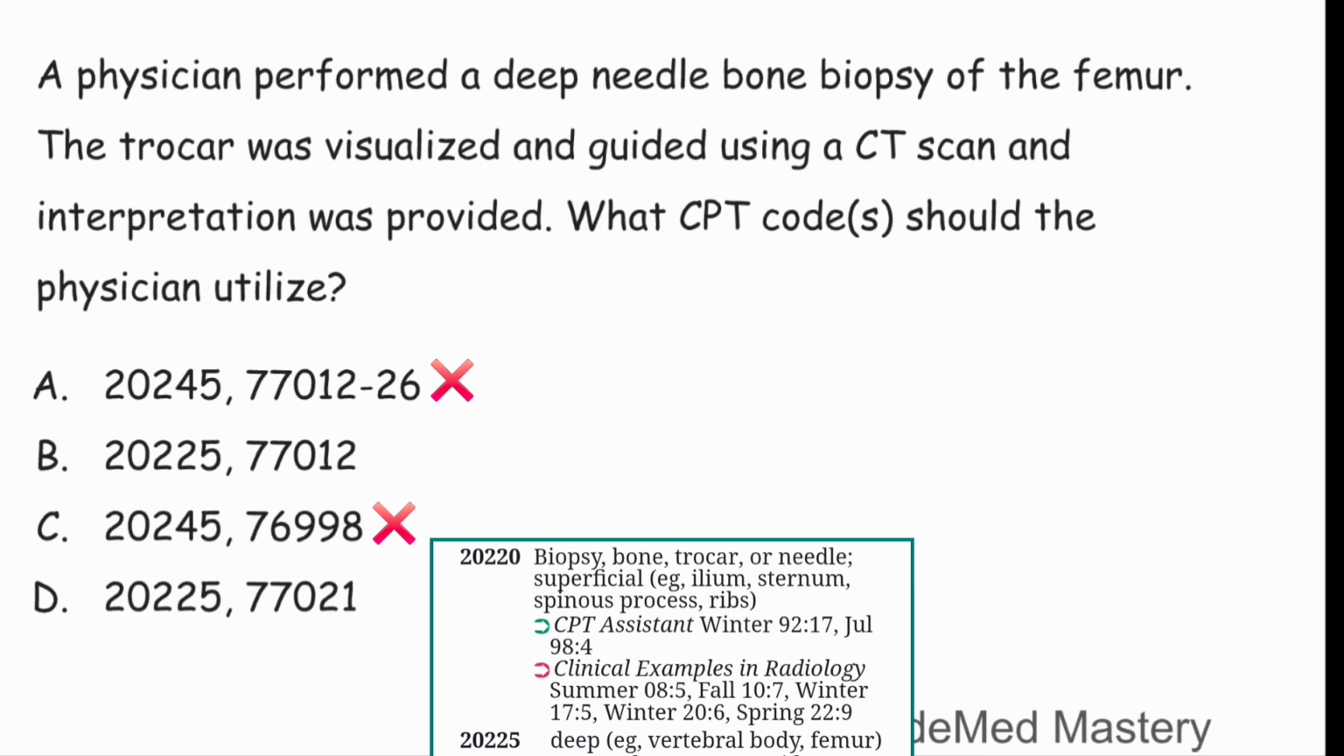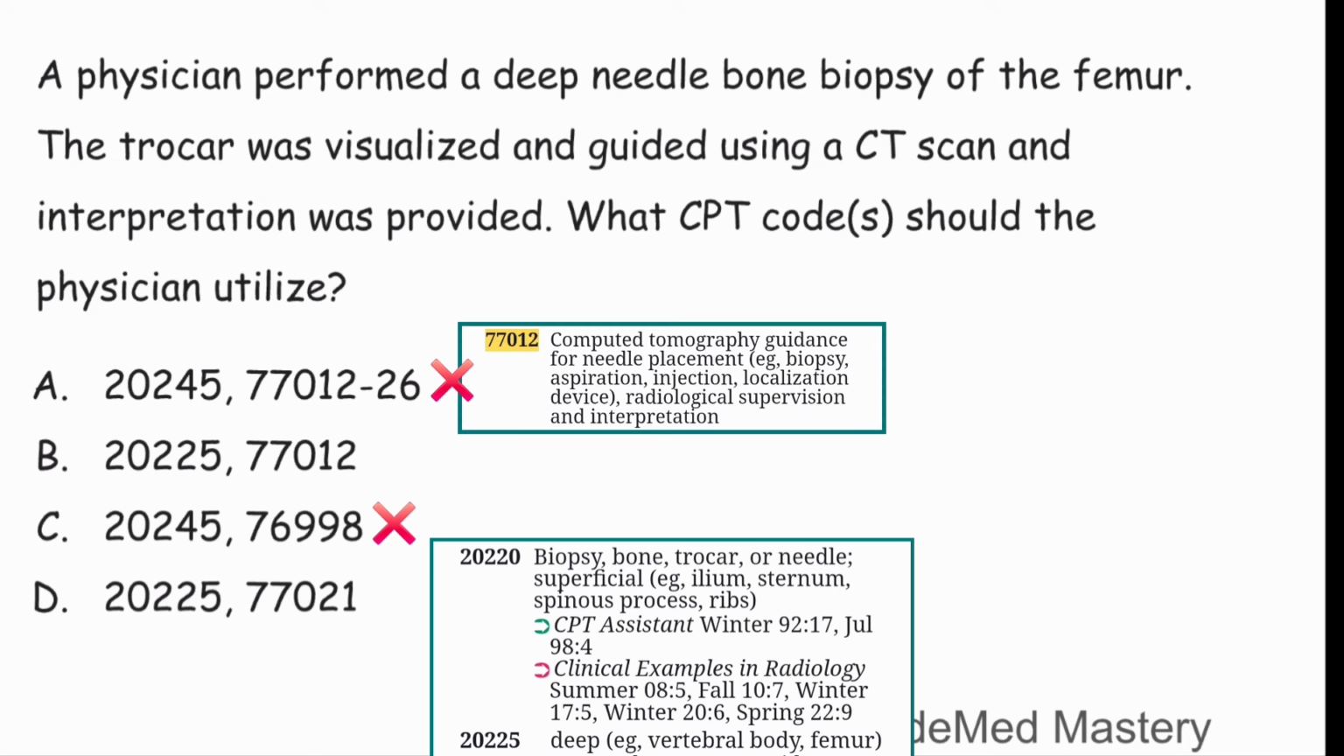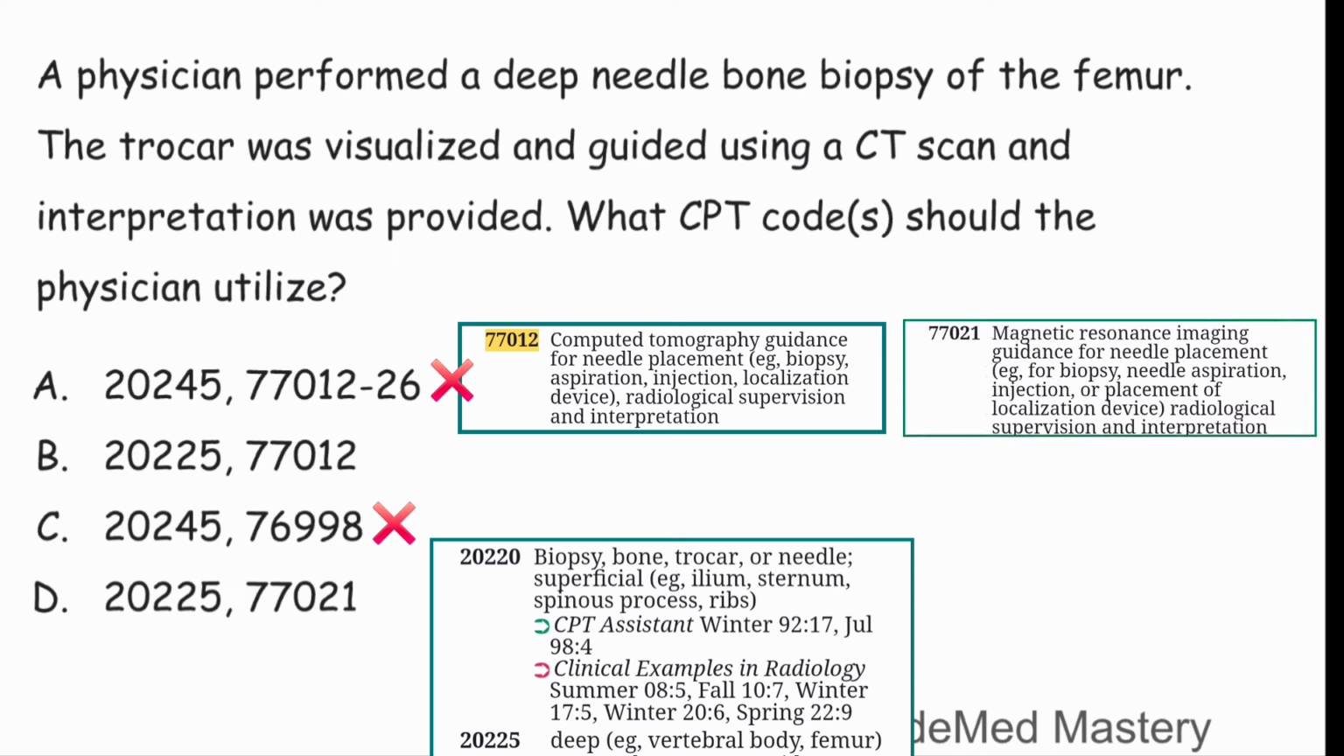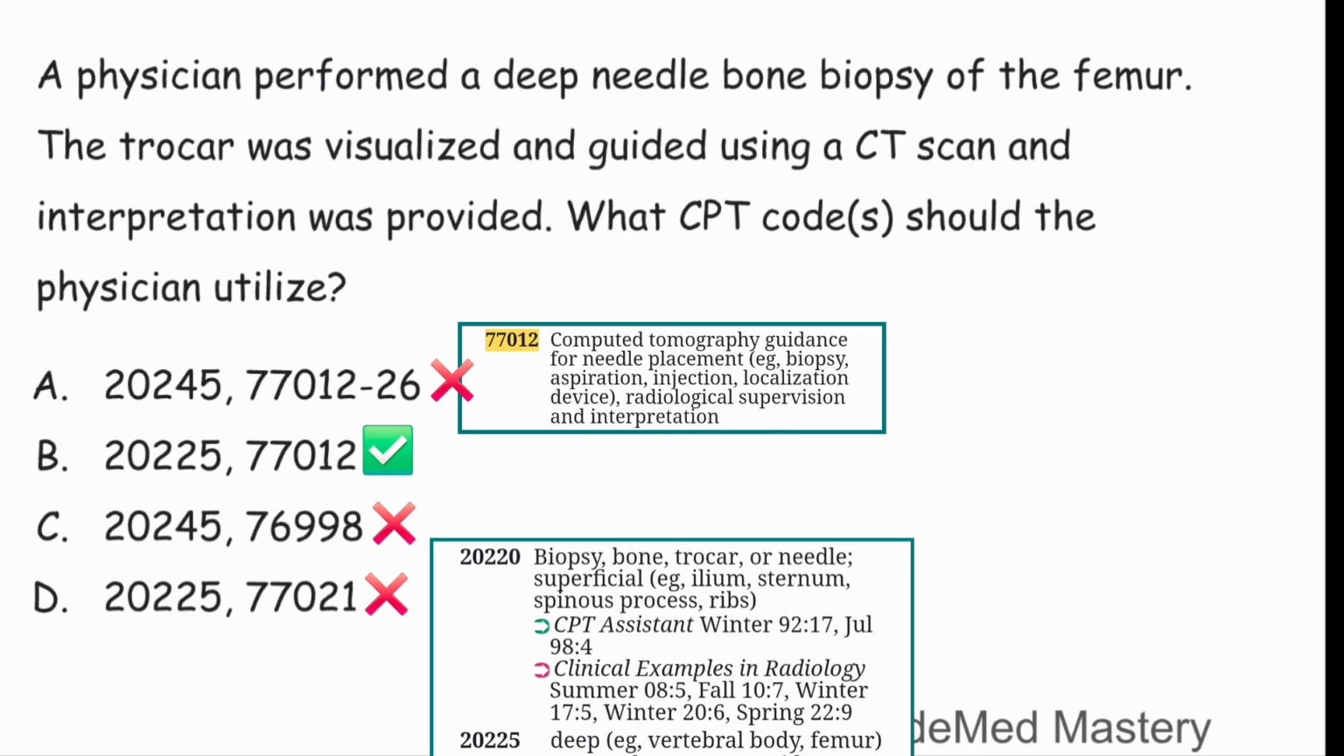By checking the first code, we can eliminate the wrong options very fast. Now we are left with option B and option D. In option B, the code is 77012 and in option D, the code is 77021. 77012 is for computed tomography guidance, that is CT guidance for needle placement, example biopsy, aspiration, injection, localization device, radiological supervision and interpretation. And 77021 is for magnetic resonance imaging guidance for needle placement. In the question, they have mentioned CT scan, not MRI. Therefore, we'll eliminate option D. The right answer is option B.